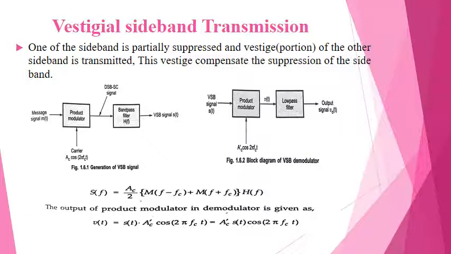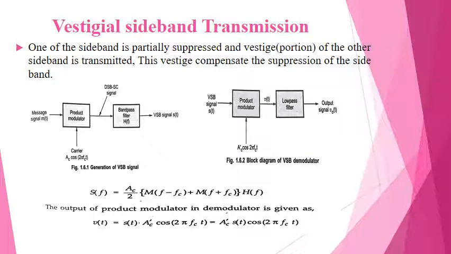It will pass through the bandpass filter. The bandpass filter is used to filter the signals and we will get the VSB signal S of T. On the demodulator side, we are receiving the VSB signal S of T. It will pass into the product modulator, and on the other side the carrier signal AC dash cos 2 pi FCT will be passed. Then at the output of the product modulator we will receive V of T.